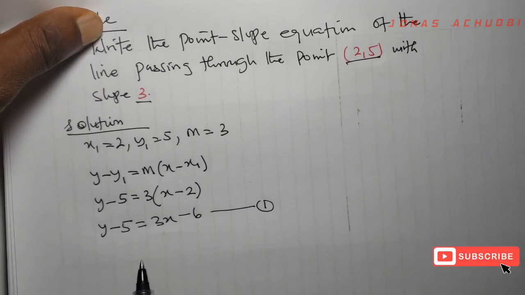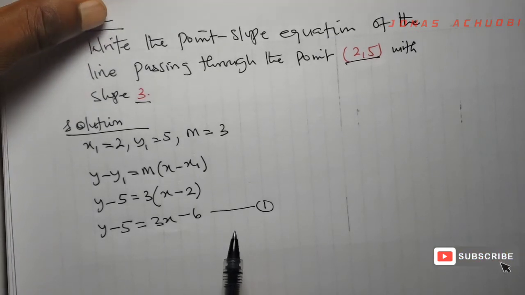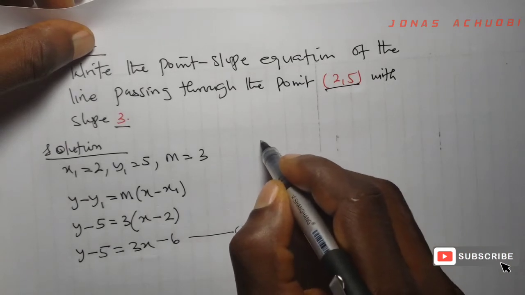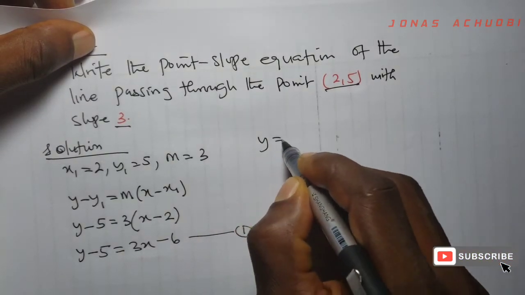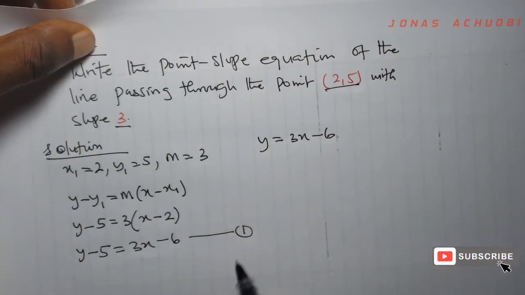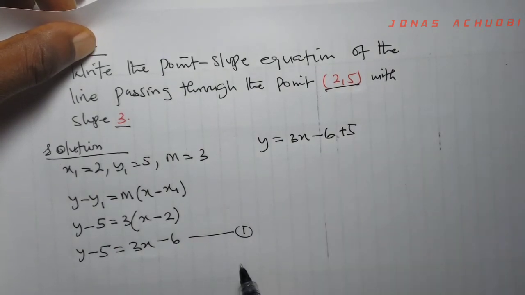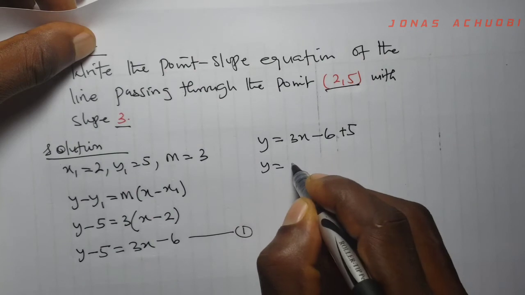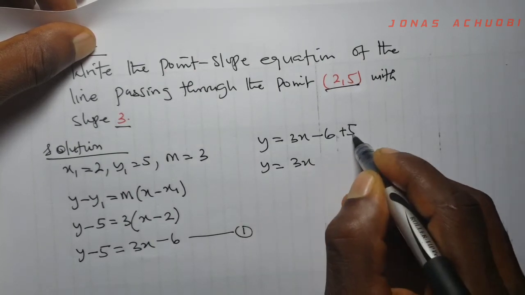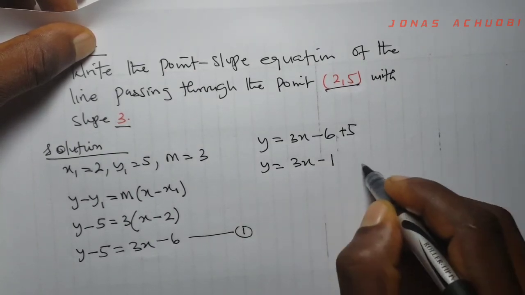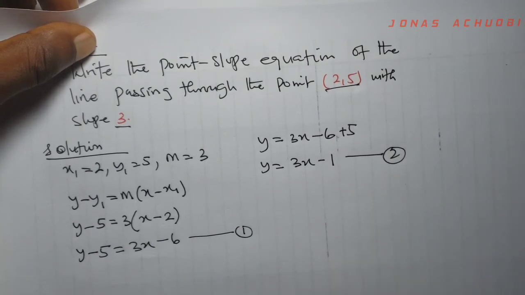If we, however, simplify equation 1 further by making y the subject of the equation, we get another form of equation of a straight line, which we call the slope-intercept form, as follows. So we have here y equal to 3x minus 6, minus 5 to the right becomes plus 5. So y equal to 3x minus 6 plus 5, which is minus 1. I call this equation 2.